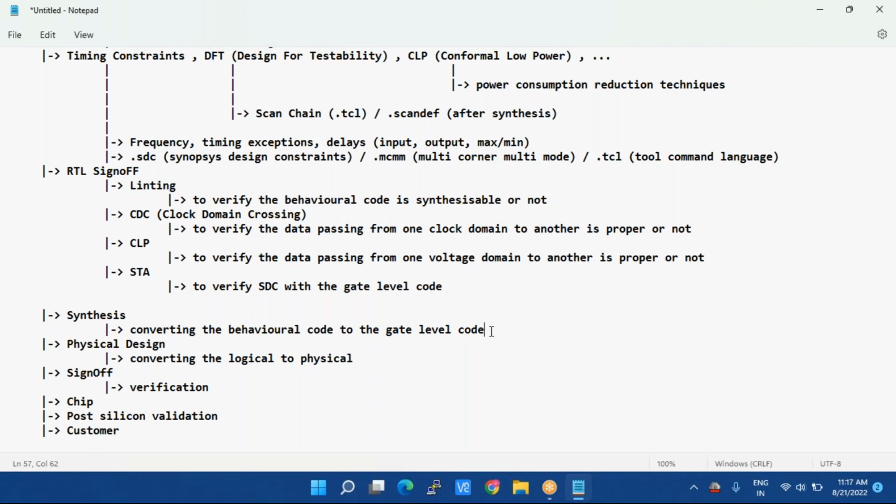So far we have covered the ASIC flow, the front end perspective. Now we are going to be entering into the back end flow. When we talk about back end, the major terminology you will be hearing is synthesis to sign off stage.